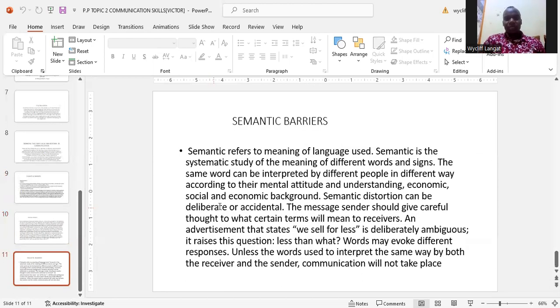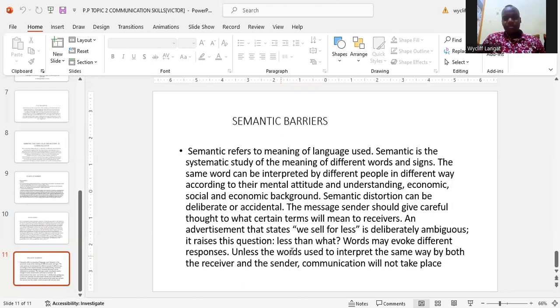We have semantic barriers. Semantic barriers refer to the meaning of the language used. Semantics is the study of the meaning of different words and signs. The same word can be interpreted by different people in different ways according to their mental attitude, social, and economic background. Semantic distortion can be deliberate or accidental. The message sender should give careful thought to what certain terms will mean to receivers.